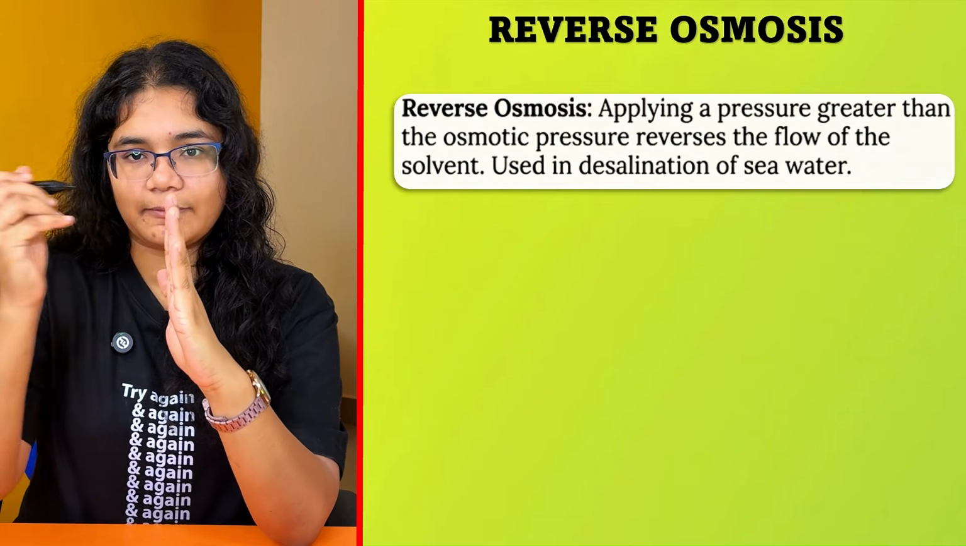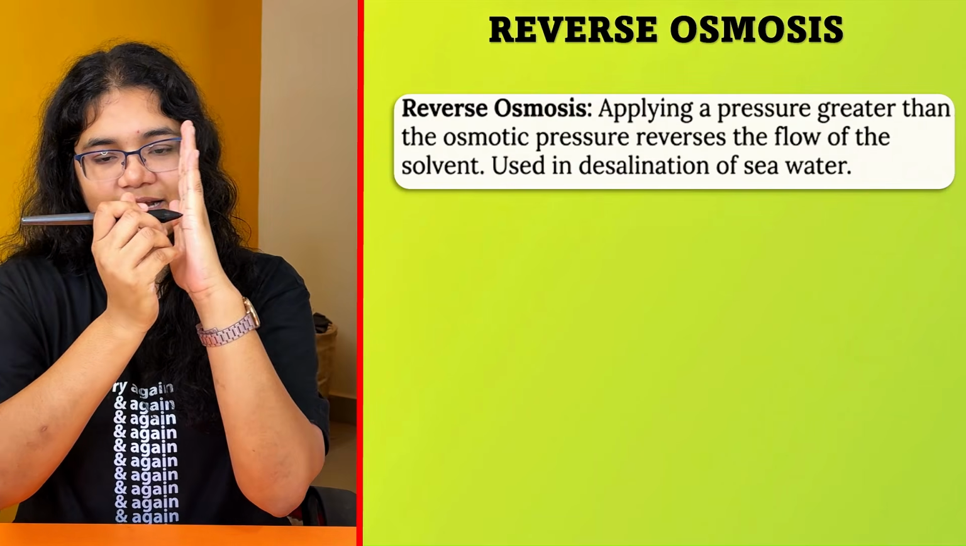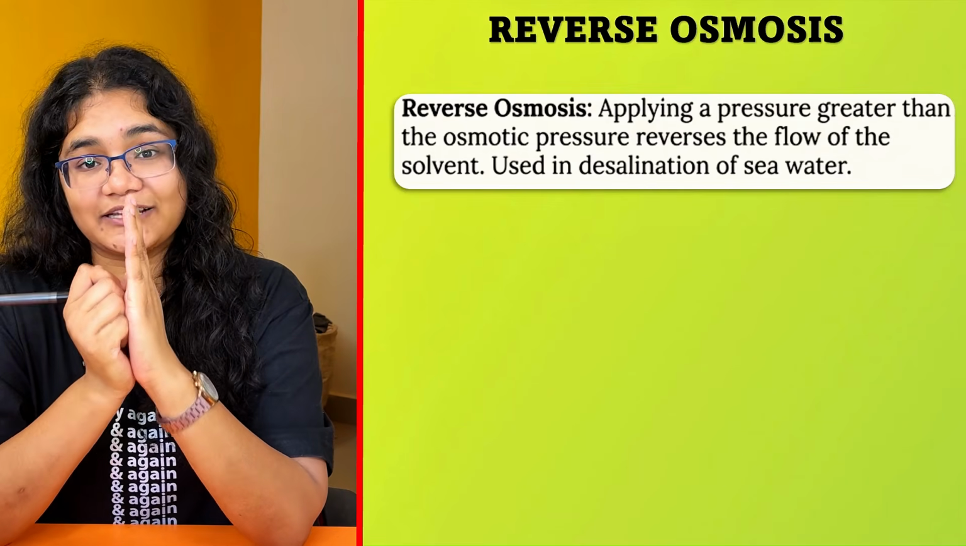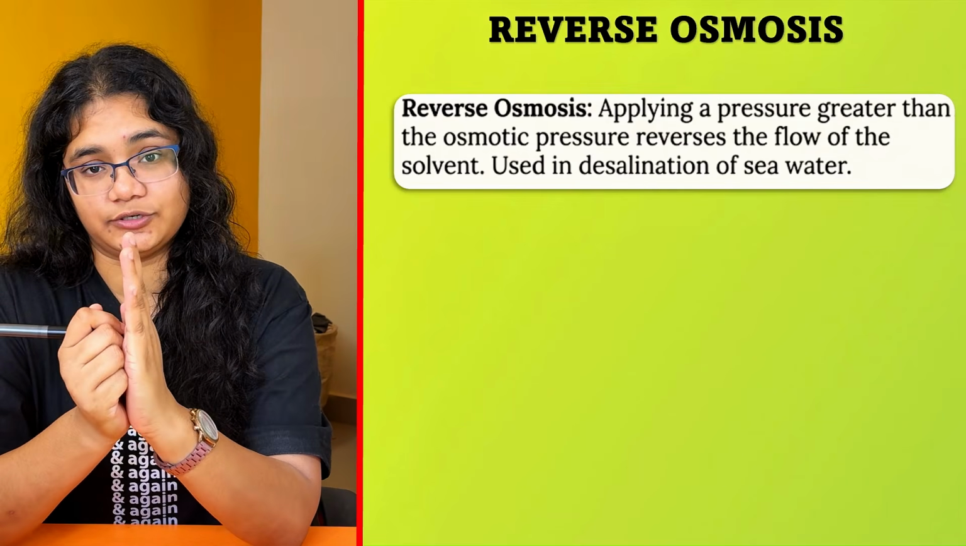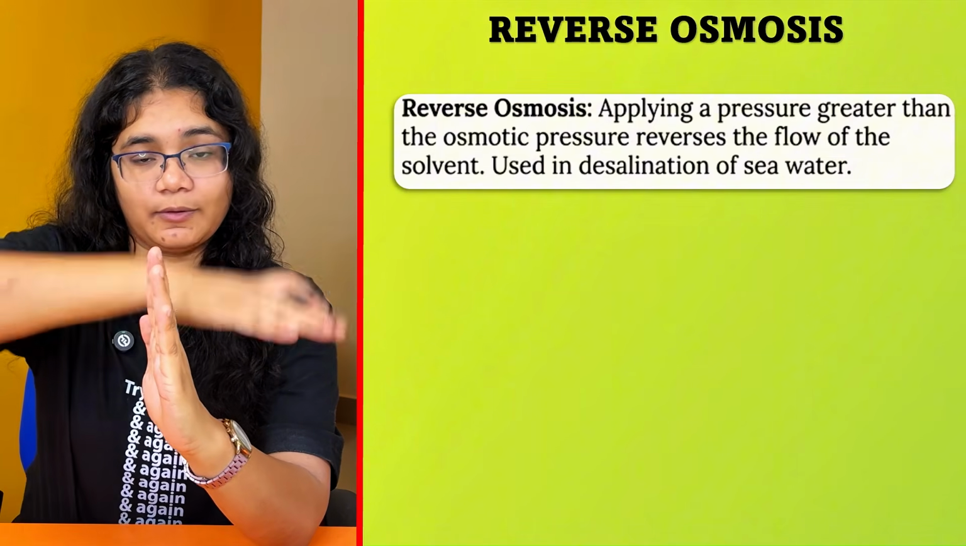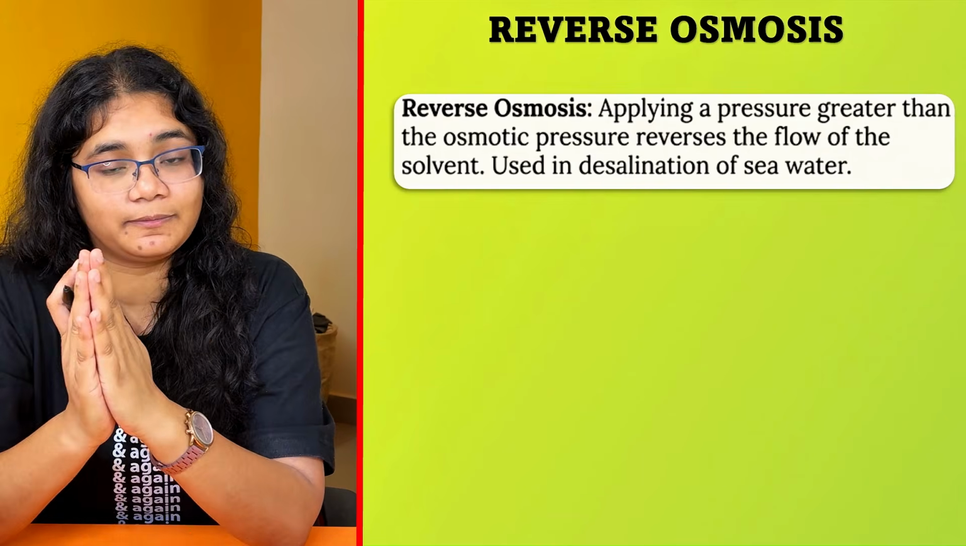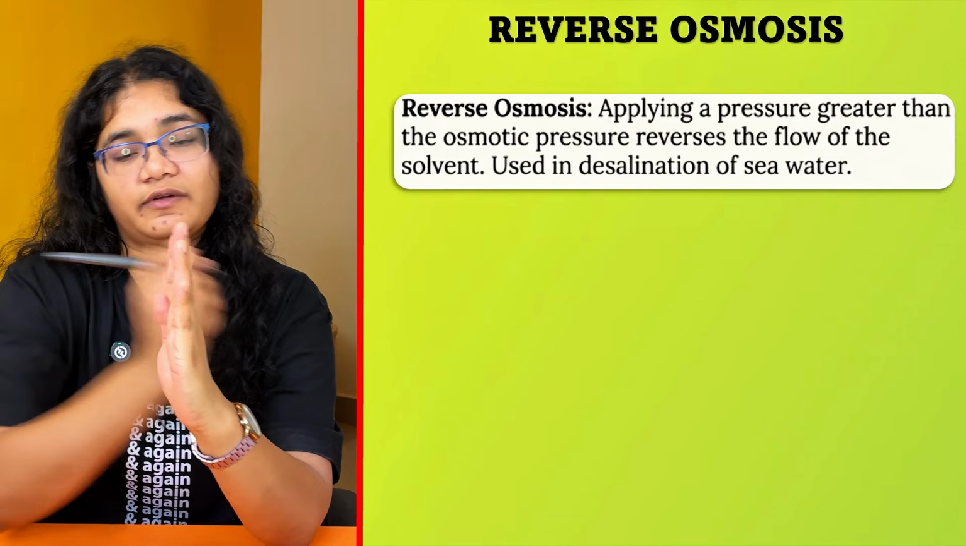See, osmosis was happening in this direction. Osmotic pressure, you applied some pressure to stop the osmosis. Now if you apply pressure greater than the osmotic pressure on the solution side, more pressure if you apply, osmotic pressure is just to stop it, but if you apply pressure more than the osmotic pressure, then from this side the solvent will start flowing.